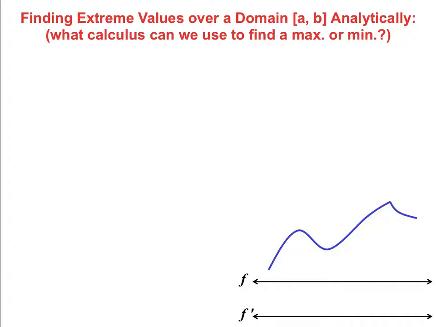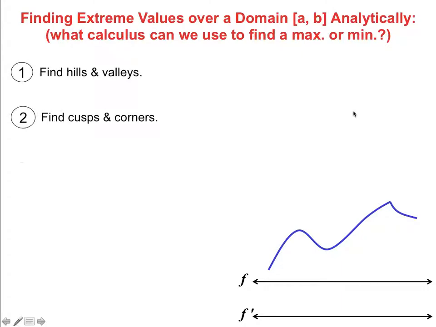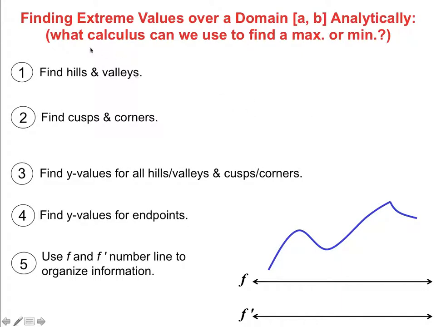So let's talk about finding extreme values analytically. In other words, how do we do this mathematically? We're going to follow this 5-step process. We're going to find hills and valleys. We're going to find cusps and corners, and then we're going to find their y values. Okay, so the extreme values, we need to find those cusps, corners, hills, valleys. And then we need to talk about endpoints. And we're going to use a number line to describe all this.